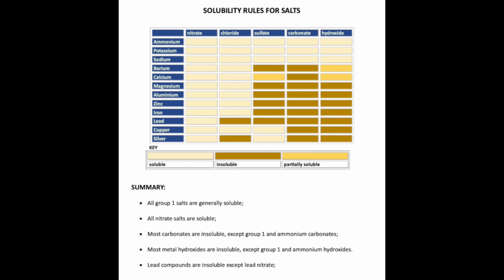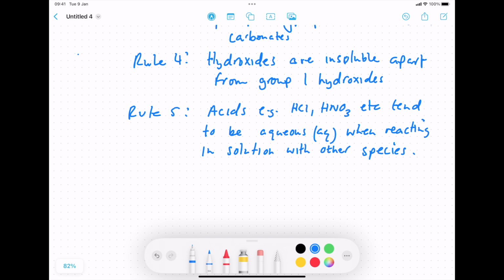Let's take a look at what these rules would look like in a table format, where I've also included some extra rules for you to learn. And this table is available for download in the description below. Remember, if the salt is insoluble, it will have the solid state symbol. If the salt is soluble, it'll have the AQ, which means aqueous state symbol. Rule number 5. Acids such as HCl, nitric acid, sulfuric acid are always aqueous when reacting with other species in solution. So with alkalis, insoluble bases, and so on. Generally, your acids are going to be AQ.